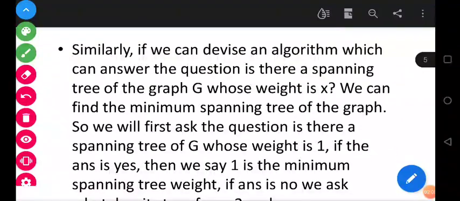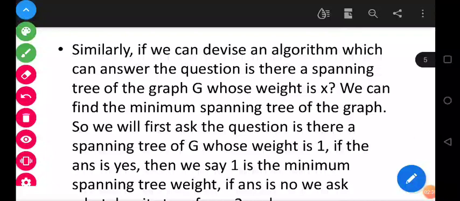Similarly, if we can devise an algorithm which can answer the question, is there a spanning tree of graph G whose weight is x? So for example, in our previous example, if we were to test with the same graph, is there a spanning tree of graph G with weight 1, the answer to that will be no. We will then check with weight 2, the answer to that will also be no, and we will go on doing this until we check with weight 10, the answer to that will be yes, and we will say that the minimum spanning tree of this graph has weight 10.